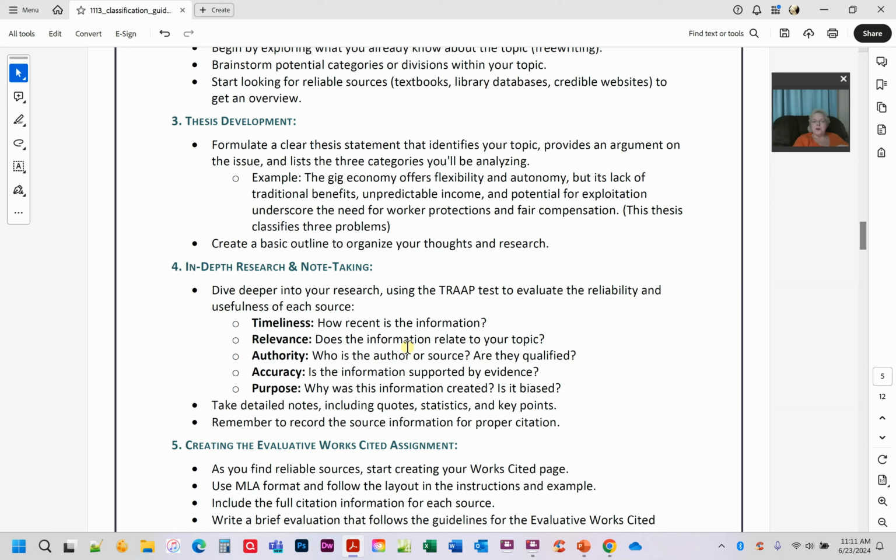So you might need to go back farther than that. But again, you have to say, is this information recent enough to be good for this paper? Relevance is, how directly relevant is it to my information? Am I talking about something that's only marginally related? It's about something, but not really what I'm talking about. So again, is it relevant?